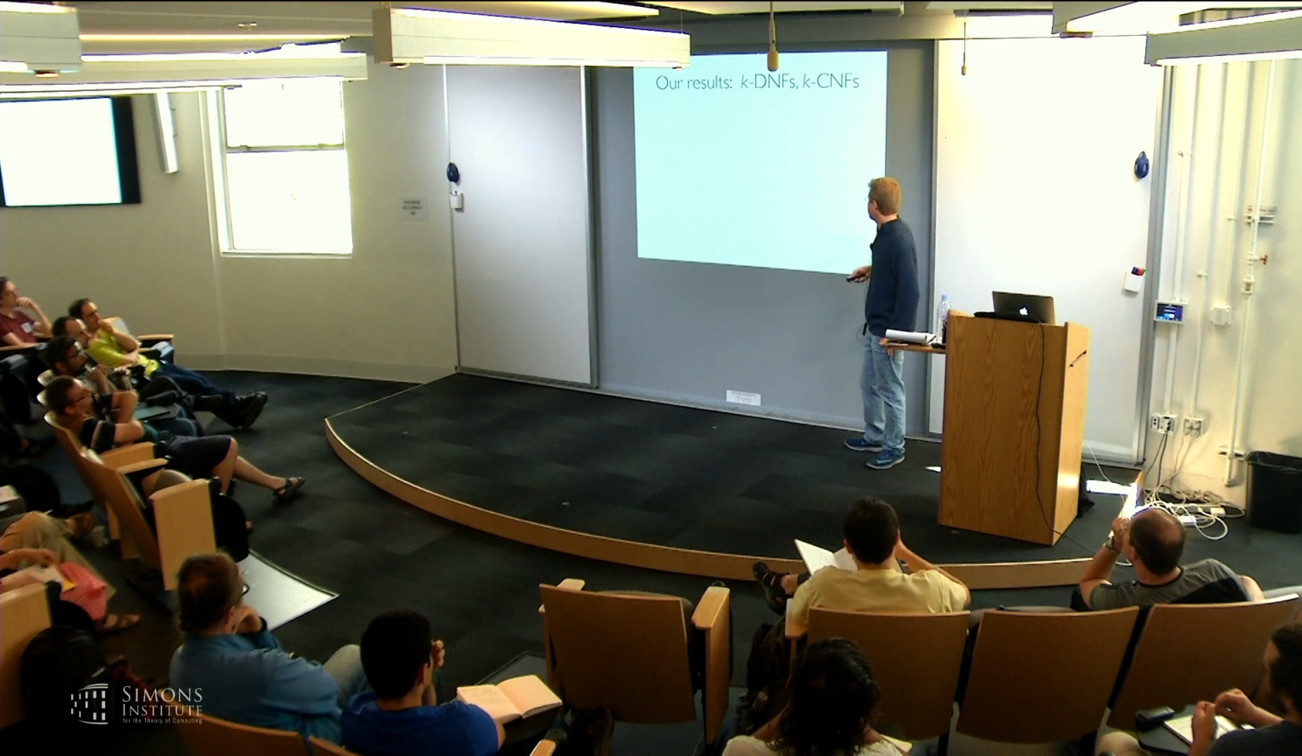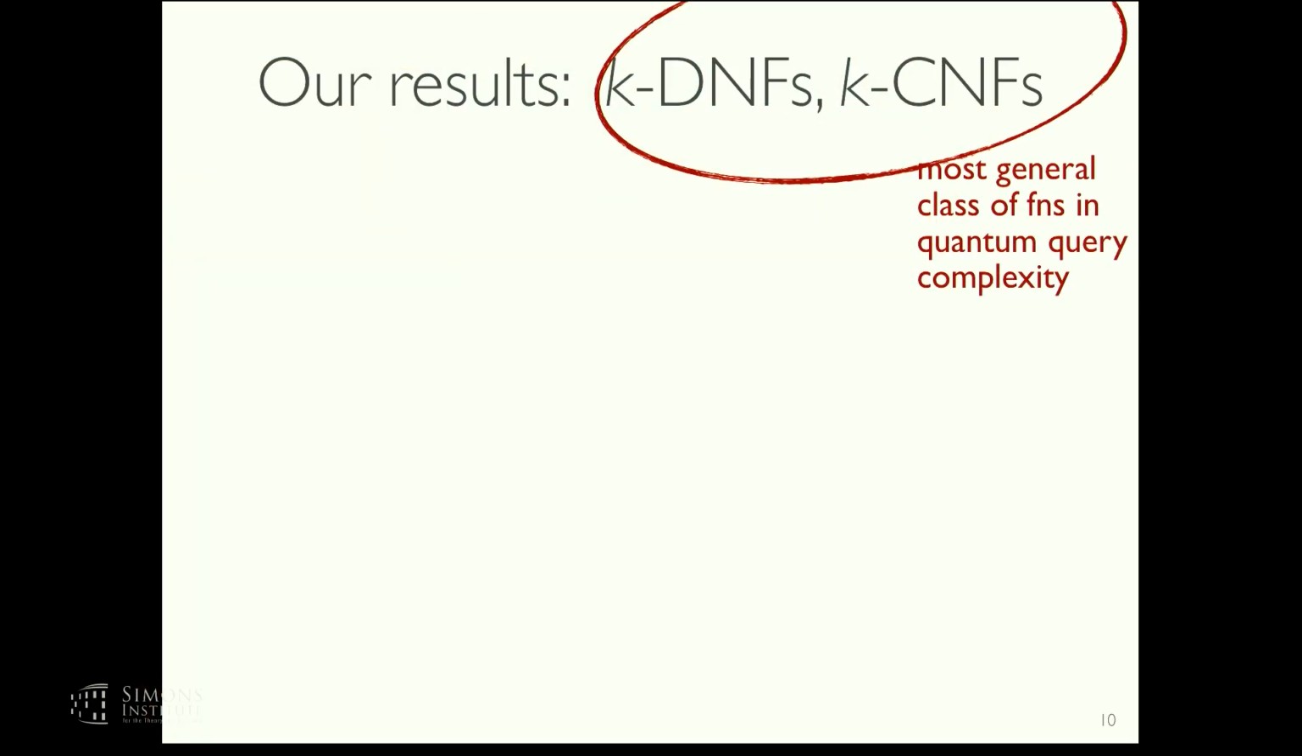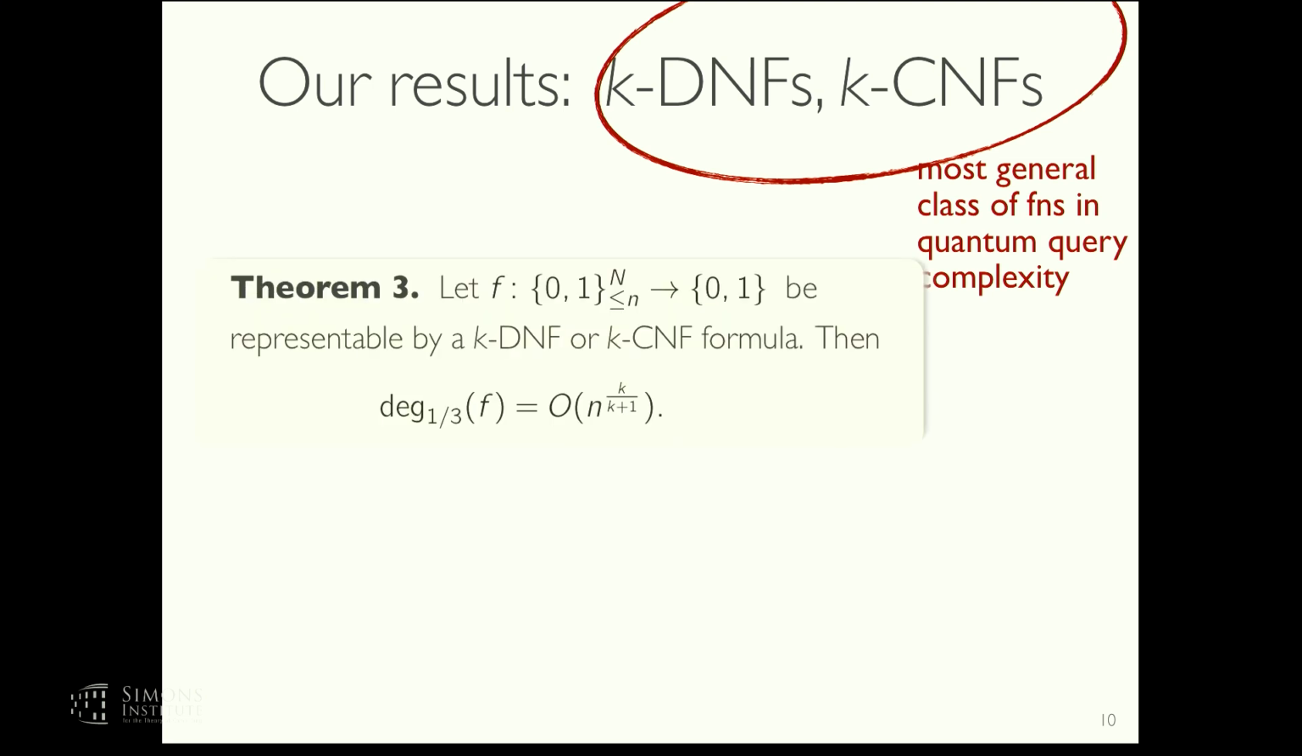Okay, and the last result that we'll look at is k-DNFs. This is perhaps the most flexible or general class of functions in quantum query complexity. Here you can handle arbitrary properties that have 1-certificate complexity or 0-certificate complexity at most k. So here the bound that we obtain is this.